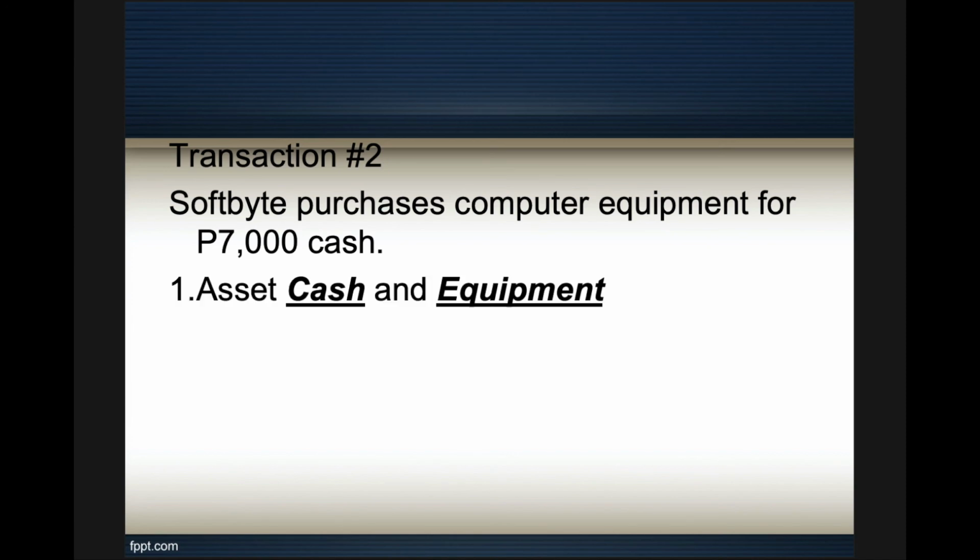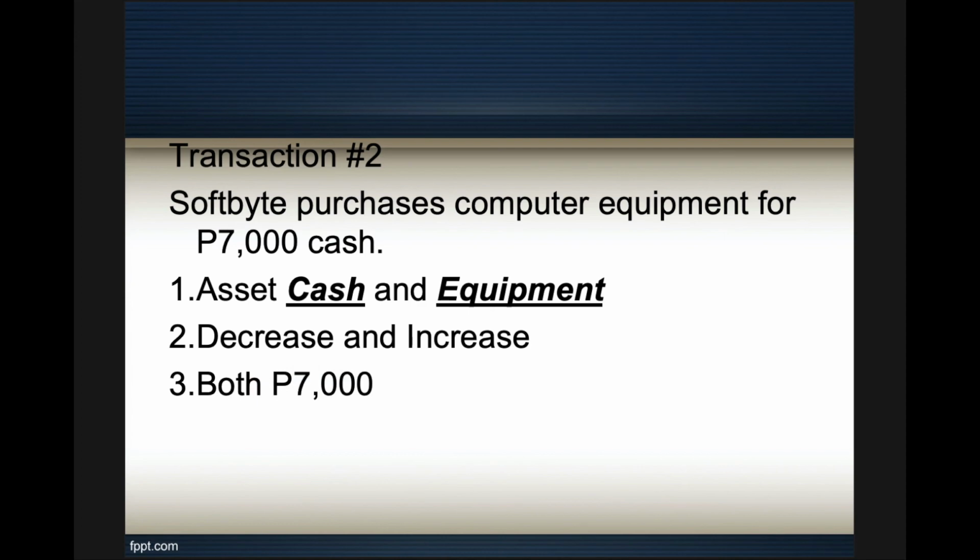Now what happened to your cash? So when you purchased, that equipment is already yours. So your equipment increased by 7,000. But you pulled out that cash from your business, so your cash decreased. So therefore, your cash decreased and your equipment increased. So how much is the effect? So your cash decreased by 7,000, which is the amount that you paid for that equipment. And since that equipment is already yours, your equipment amount increased by 7,000.